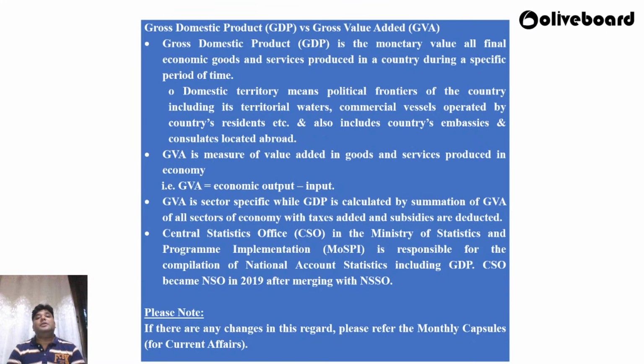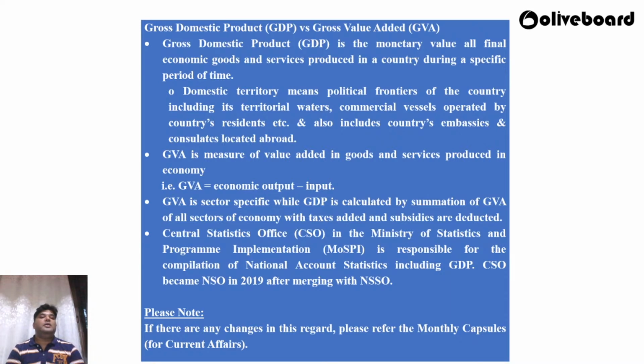And domestic territory means political frontiers of the country, including its territorial waters. What are territorial waters? Territorial waters are basically 12 nautical miles from your seashore, right? Those are your territorial waters. Commercial vessels operated by countries' residents also ply in those territorial waters, right? That also includes countries' embassies and consulates located abroad. Like for example, there is an embassy of India in London, that's in UK, right? So of course that is also included.